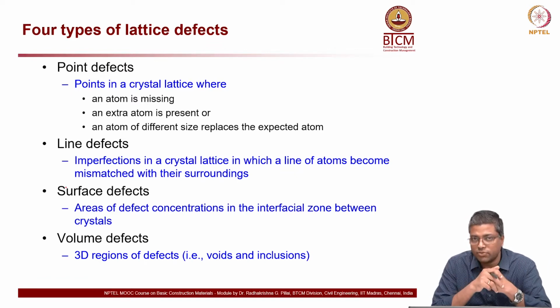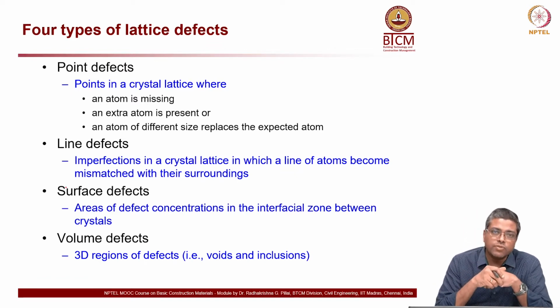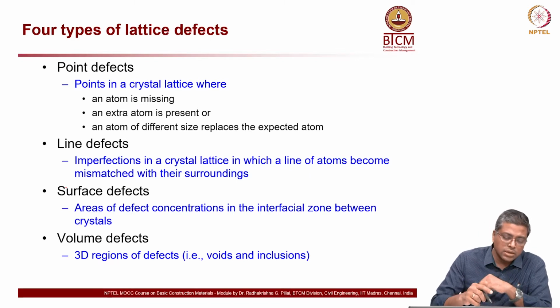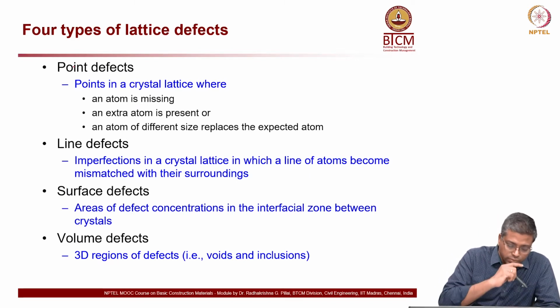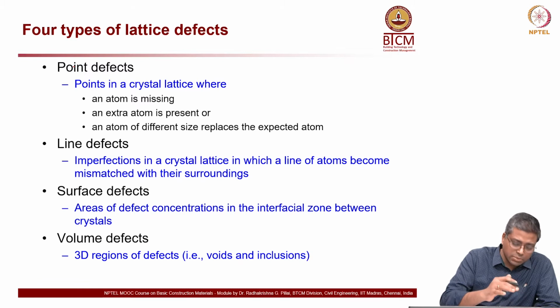So, it is a point defect. There are different types of defects present in real materials. So, what are those defects? They can be categorized into 4 types based on simple dimension.